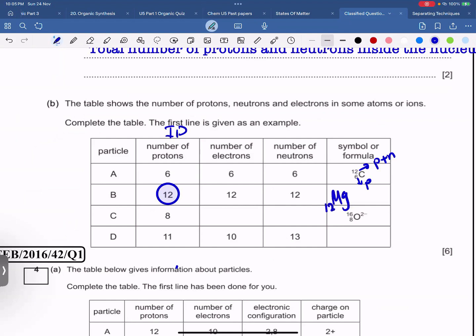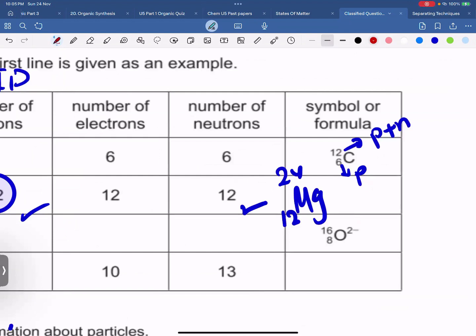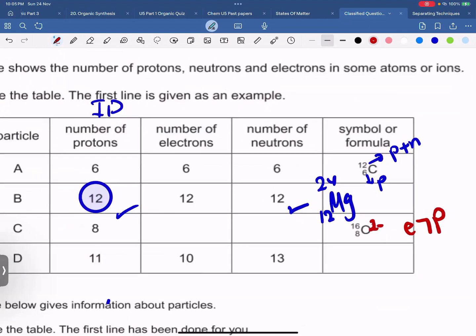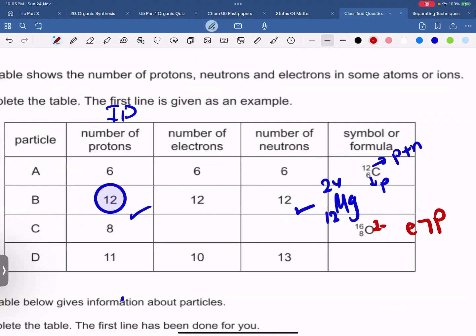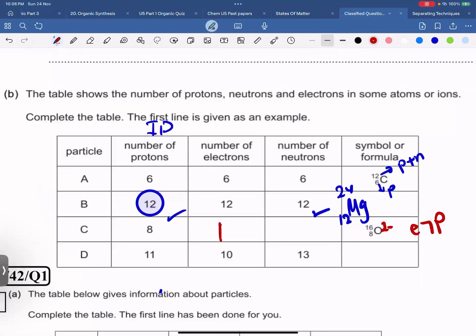So 12. And then calculate the mass number. Add protons plus neutrons together, so it's going to be 24. Atom or ion? Atom, because there is an equal number of protons and electrons. Number C, 8, is oxygen, and calculate the electrons. This is a negative ion. Negative ion means electrons more than protons, by 2 because it is negative 2. So it already holds 8 electrons plus 2, which is 10. So 10 electrons. And the number of neutrons, 16 minus 8, is going to be 8.